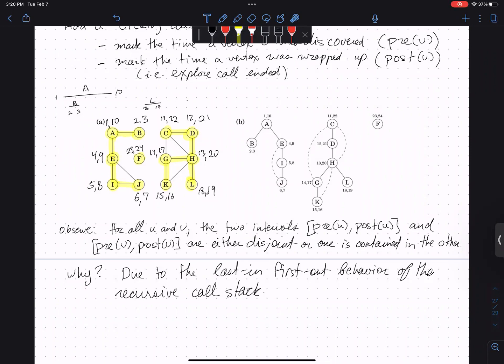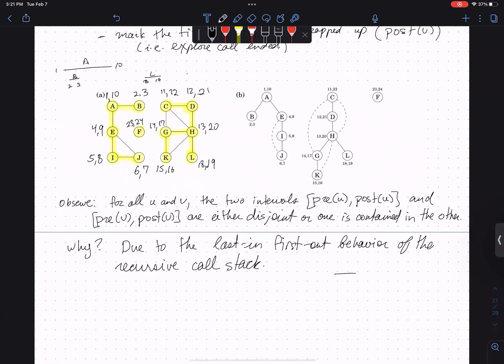The only other possibility is that U's explore call totally finishes before we begin V's explore call. In that case, the intervals are disjoint. Again, let's say you're calling explore U. If explore V is called while you're still running, then it's going to finish before you're done. Otherwise, V is going to be explored after you are done exploring. That's the case of the disjoint intervals. What this eliminates is something like this, which is not possible. Intervals that intersect like this are not possible. Okay, questions?